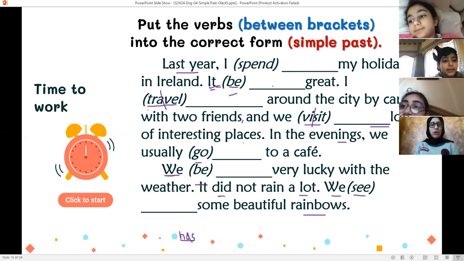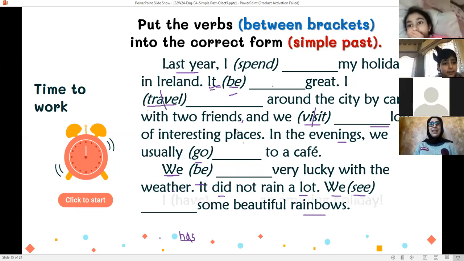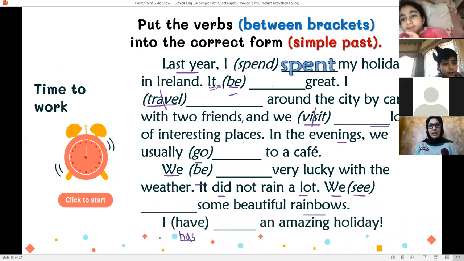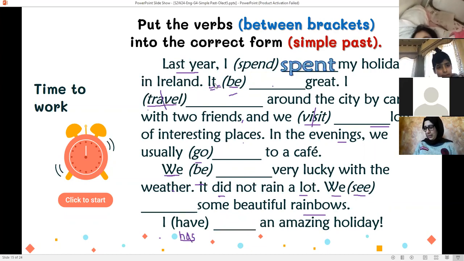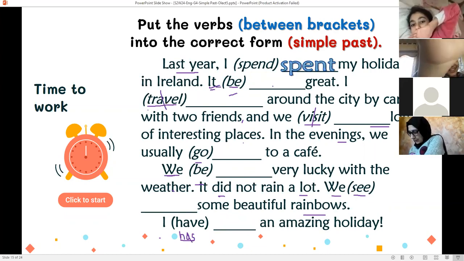Spent. How do you write it, Brahim? How do you write it? Spent. S-P-E-N-T. Excellent. Bravo, Brahim. Spent. Okay, not spended. Bravo, Brahim. I have a question. Well, quickly, please.